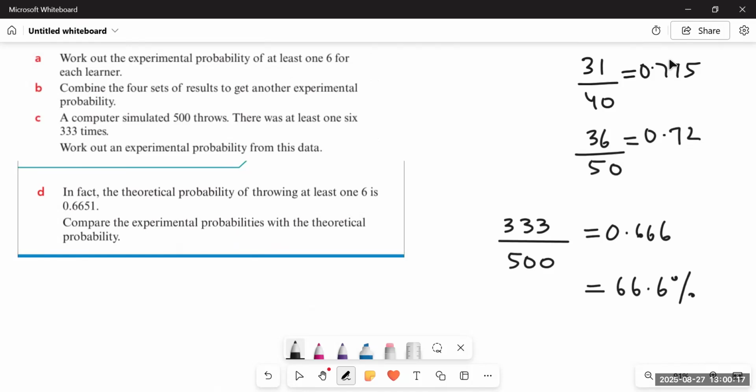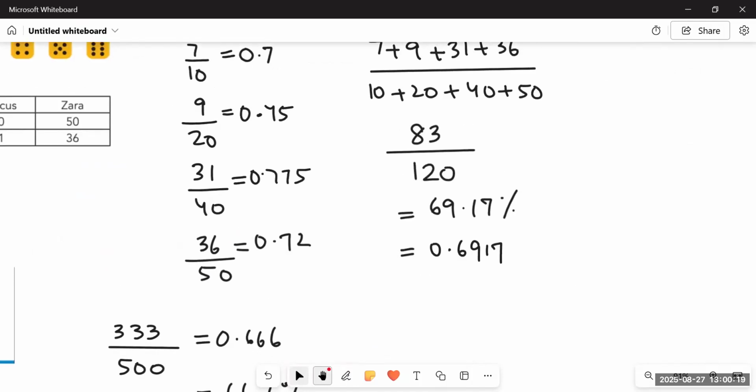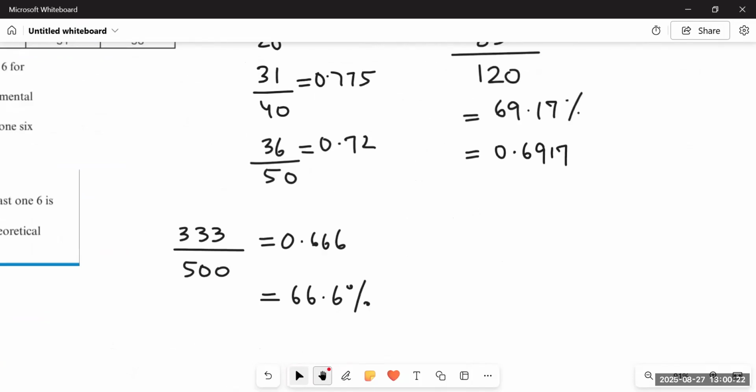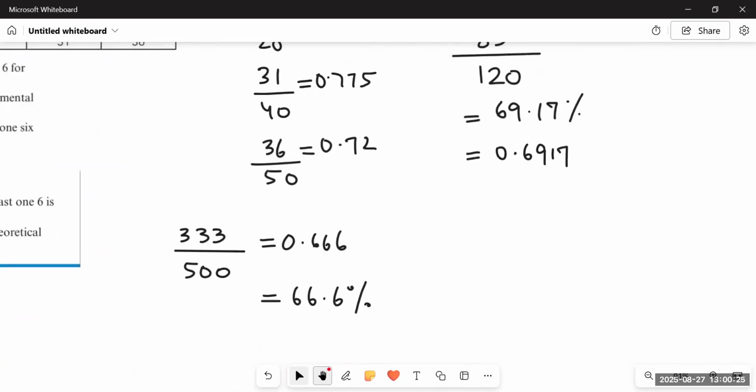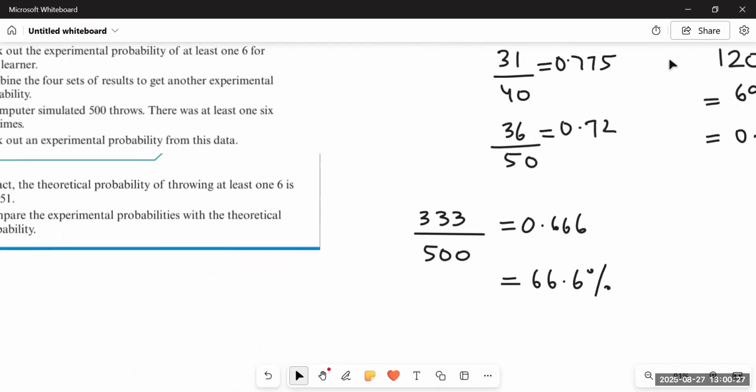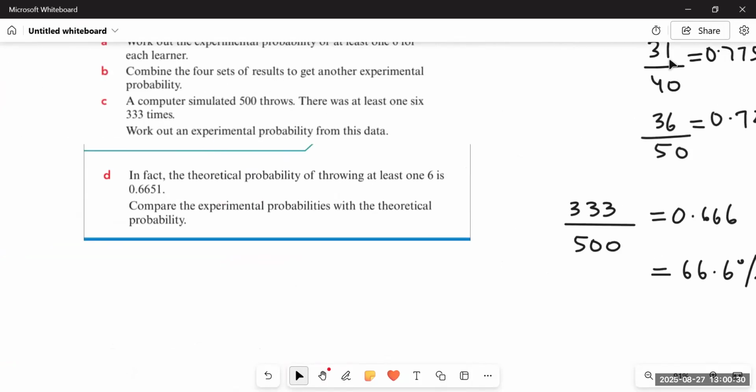What probability we are getting upon throwing the dice 120 times, we are getting 69.17%, and they are getting 66.6%. So it's quite close because they have carried the experiment a lot of times. So the number of throws are way more than the number of throws of the children. So in part D, they are saying, in fact, the theoretical probability of throwing at least one 6 is 0.6651. They are already telling us that the theoretical probability of throwing a 6 is 0.6651. Compare the experimental probability with that of the theoretical probability.